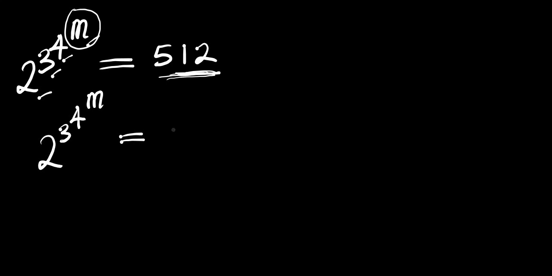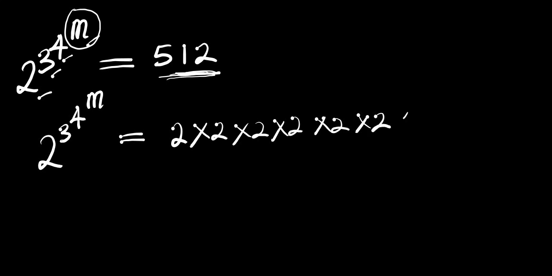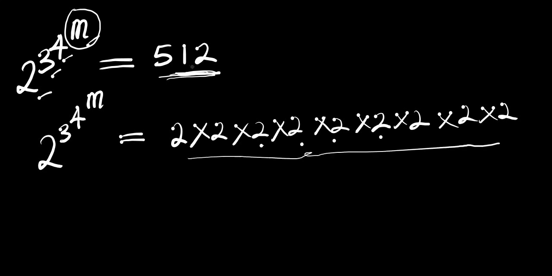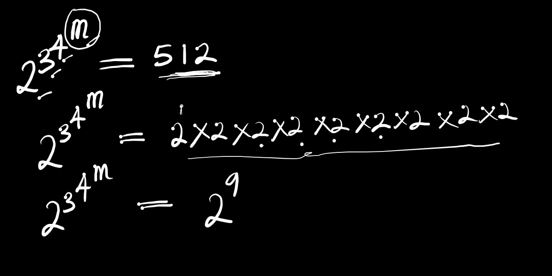We have 512 is simply 2 times 2 times 2 times 2 times 2 times 2 times 2 times 2 times 2, that is 2 in 9 places. If you multiply this out, this will give you 512. So we have 2 to the power of 3 to the power of 4 to the power of m equals 2 to the power of 9, because if you count 1, 2, 3, 4, 5, 6, 7, 8, 9.